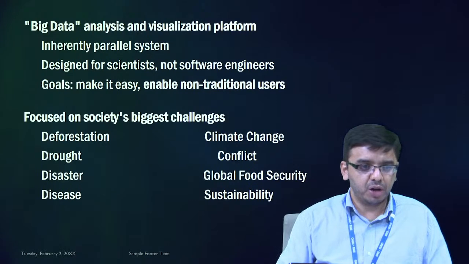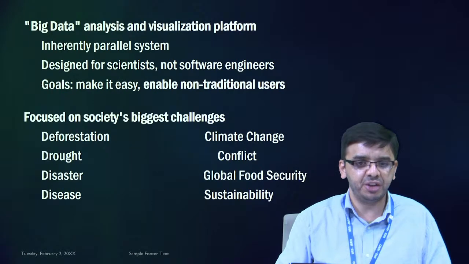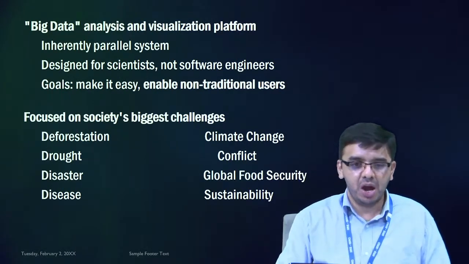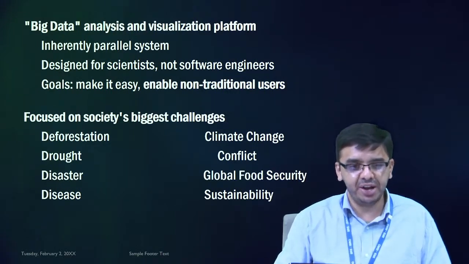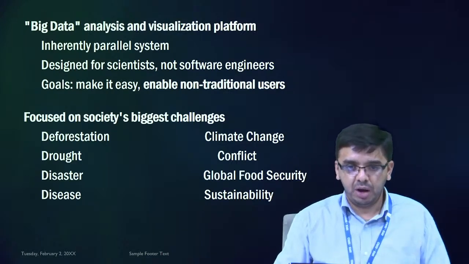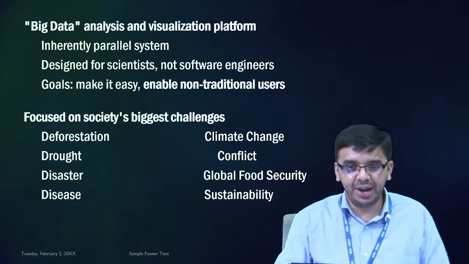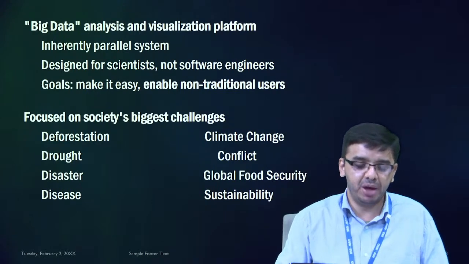If you talk about the benefits of Google Earth Engine, it's a big data analysis and visualization platform. It is an inherently parallel system, because when you have to process the data at that scale, you definitely need a parallel system. So whatever commands or data access commands you are writing on Google Earth Engine, those are all inherently executed in parallel on different machines. You will not come to know about that, but on the back end, all the processing will be done in parallel, and you get results within seconds.